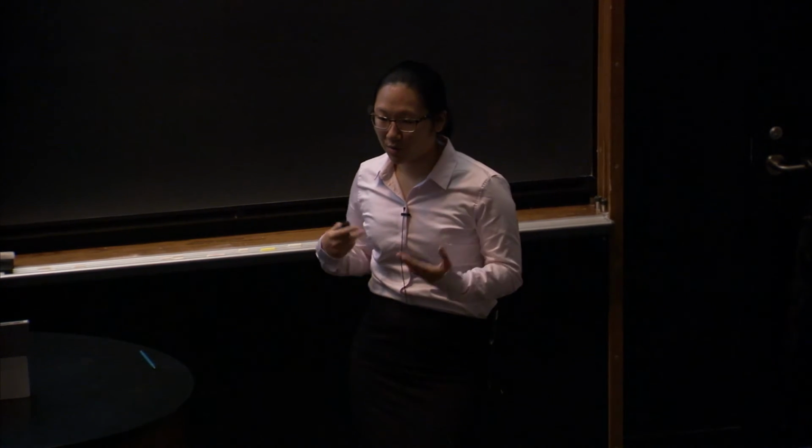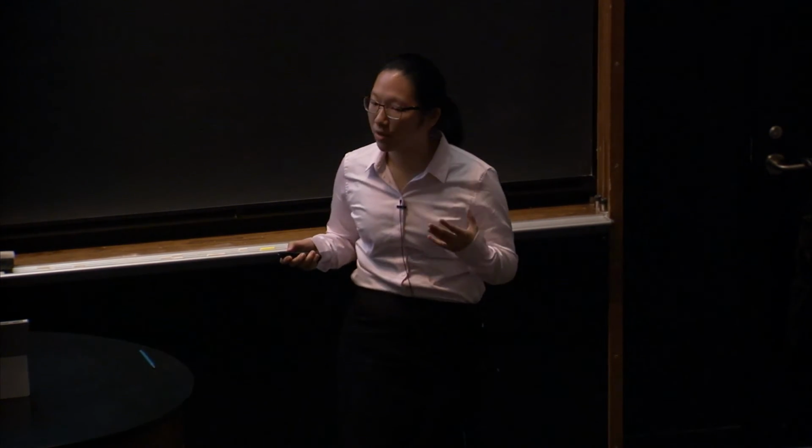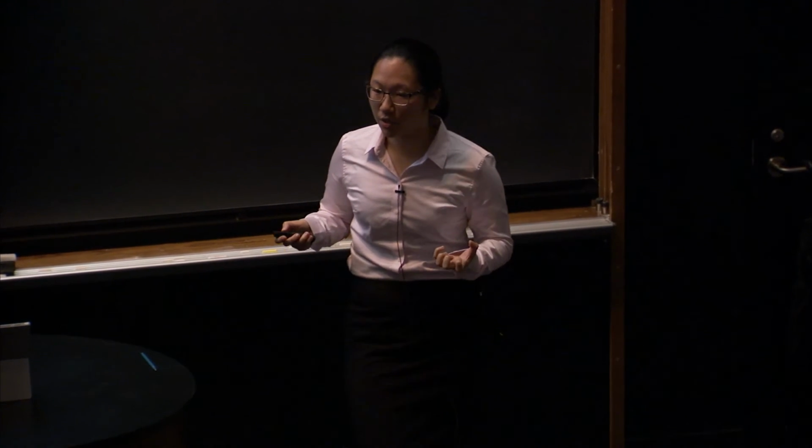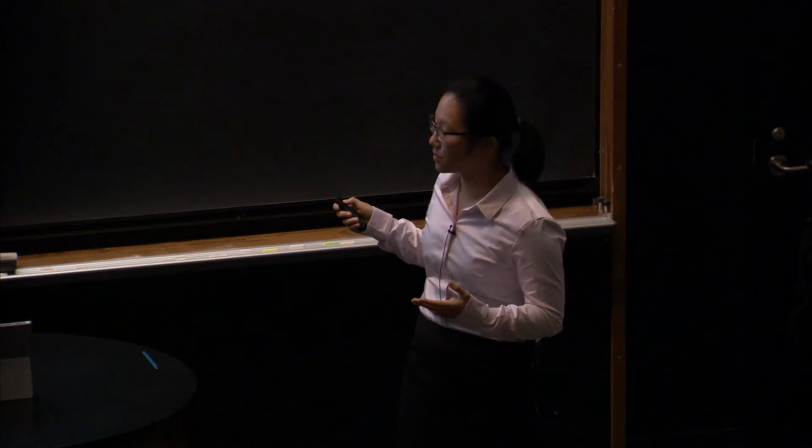So we noticed an interesting phenomenon during the growth of the graphene nanoribbons. We noticed that graphene nanoribbons grown with a smaller proportion of precursor tended to be what you would expect: long, narrow, and tangled with each other, but they're typical graphene nanoribbons. However, graphene nanoribbons grown with a large proportion of precursor exhibited an interesting phenomenon known as branching.